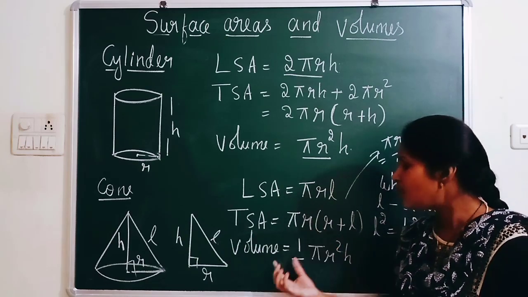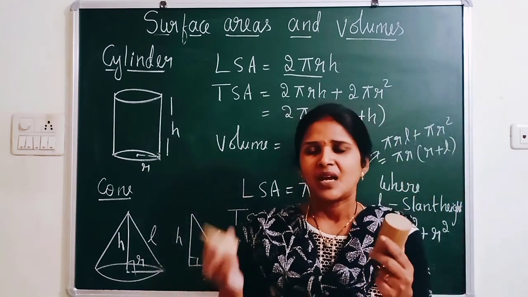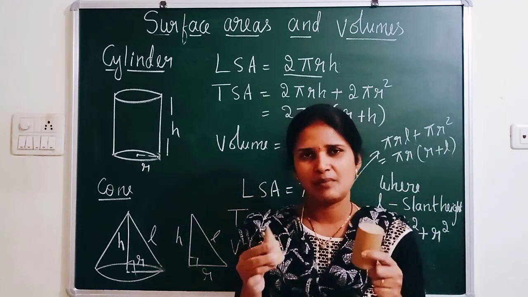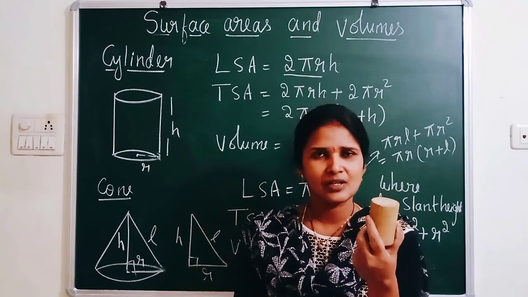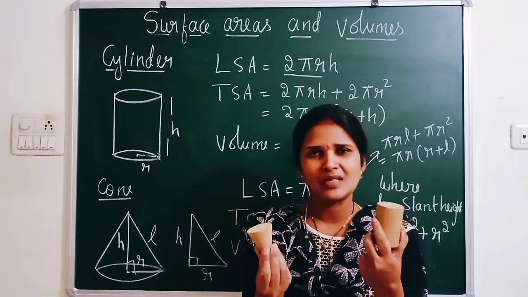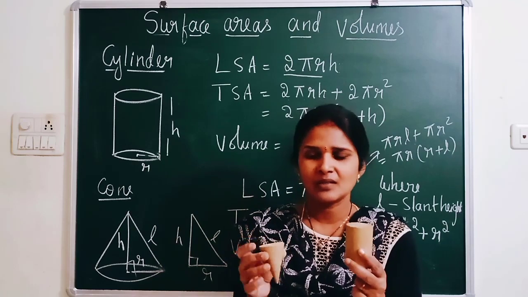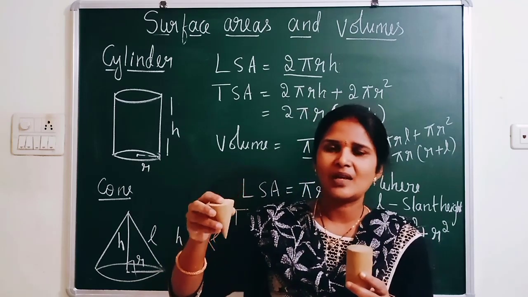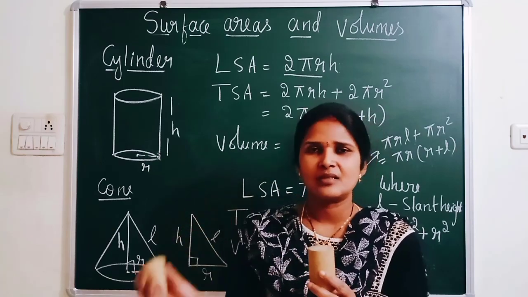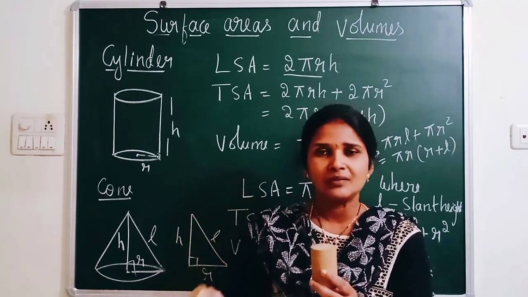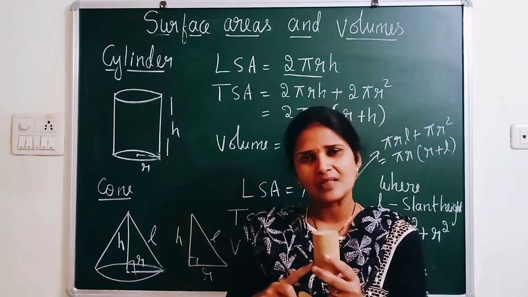Now let us come to the volume. When you do an experiment, you take a cylinder and a cone of the same radius and same height. You take one glass which is cylindrical in shape, and a conical flask of the same height and same radius. Then you fill the conical flask with some sand or water and pour it into the cylindrical glass. 2 times it won't fill. The 3rd time, if you pour the water or sand, the cylindrical glass will fill.